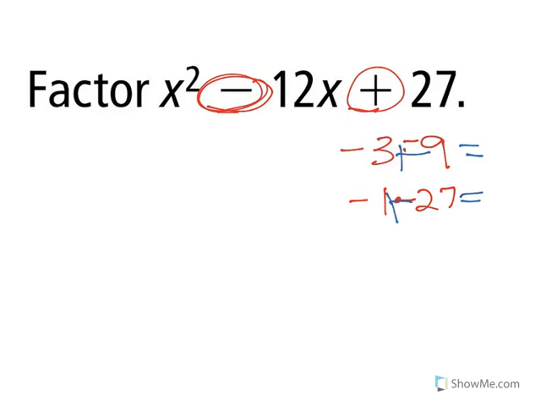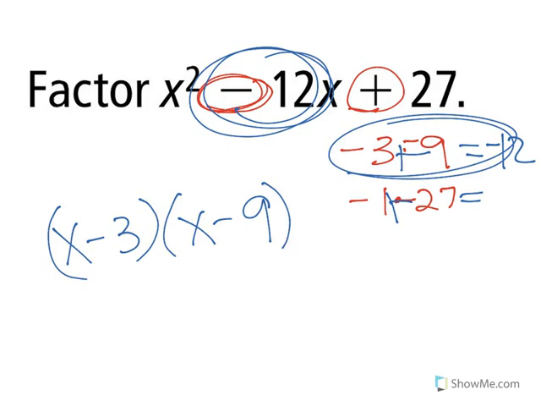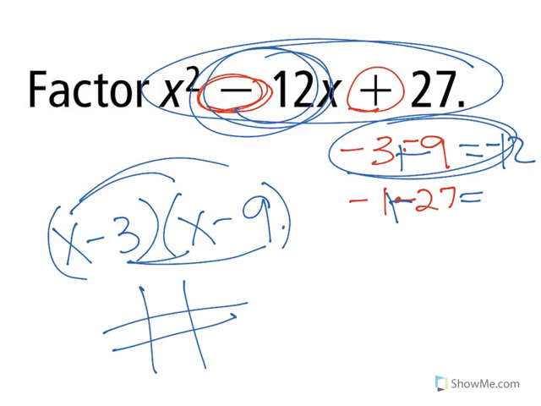So negative 3 plus negative 9 equals negative 12. That's what we're looking for, right? So that's going to be our pair. So x minus 3 times x minus 9. If you want to check your work, if you're not sure that you picked the right numbers, like maybe you thought 3 times 7 was 27 or something, okay? You can always multiply these, whether that's the box or foiling, and see if you get this as a result. Okay, so it's a way to check your answer, but you don't have to do that for me.